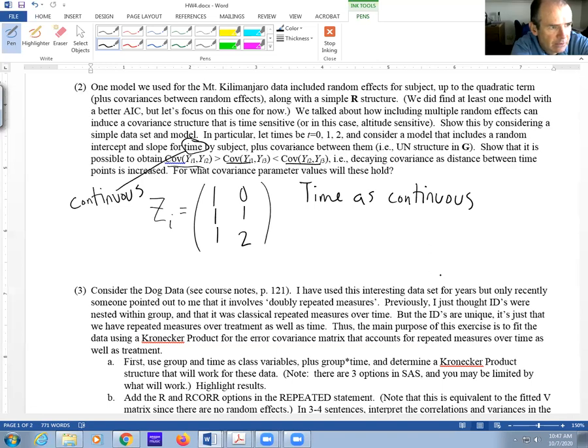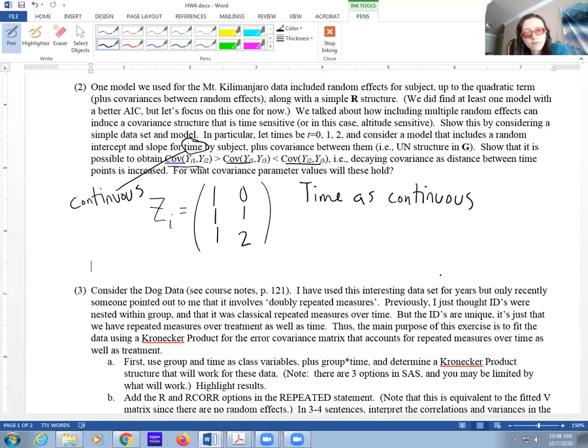Yeah, so you don't need to. You're looking at the V matrix, right? And V is Z G Z transpose plus R, so you don't need to worry about the fixed effects. You could treat time differently in the X beta part, but we don't need to worry about that to answer this. We just need to worry about what Z, G, and R look like. So it's a matrix algebra exercise.